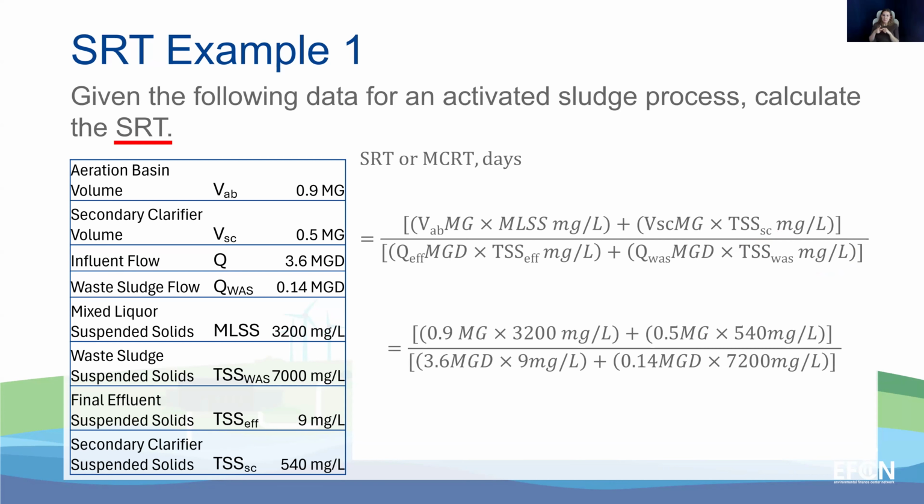So this is very simple. We can just plug all of these directly in: our 0.09, 3200, the activated sludge, the volume of our secondary clarifier, the TSS of the secondary clarifier. Then on the bottom, again, we have the effluent equal to my influent. We have the concentration of my effluent solids, and the flow and solids concentration of my wasting. When we calculate these all together, we would get 3.11 days.